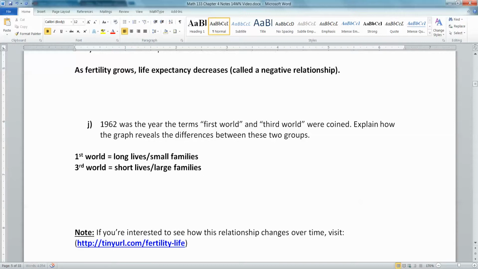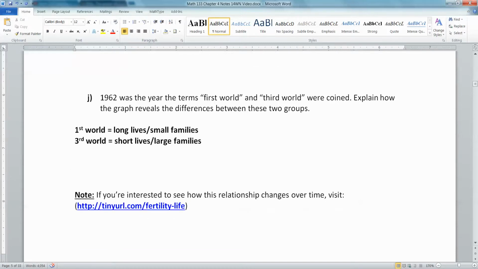Now, what's interesting is those phrases, the first world, the third world, they were coined in 1962. Oh, and by the way, in case you're curious, the second world was considered the Soviet Union and its sister states. Students are always like, well, what's the second world? Right? So first world was long lives, small families. Third world was short lives and large families.